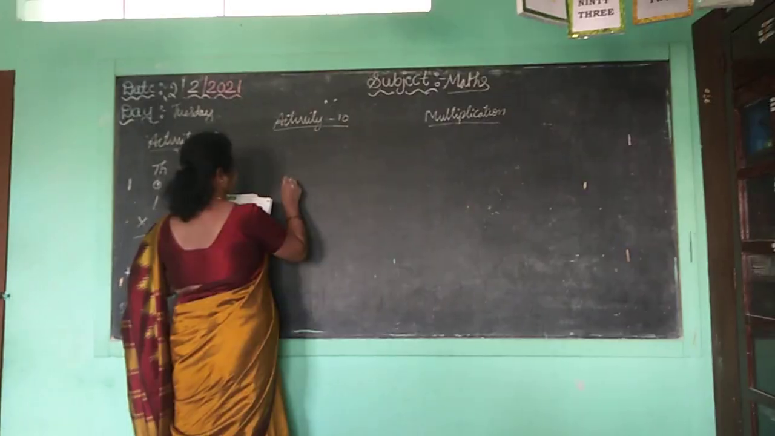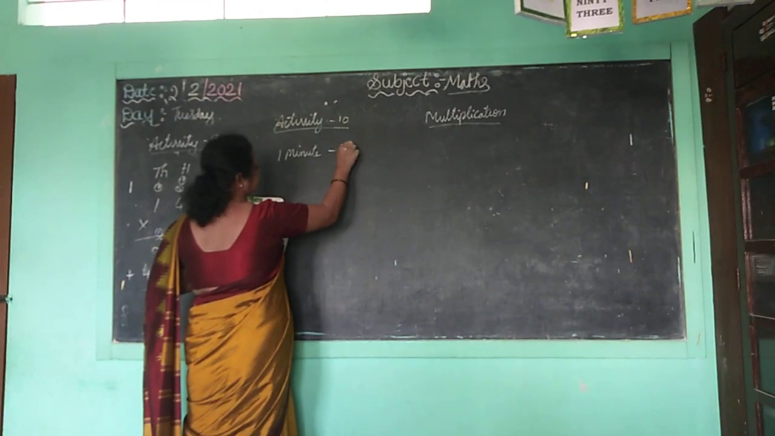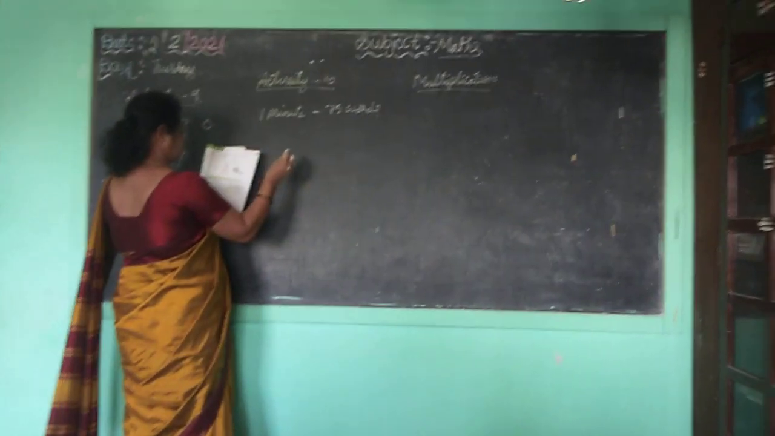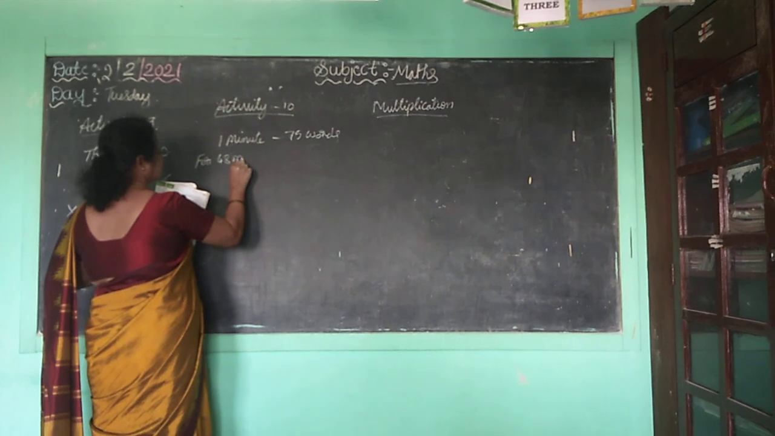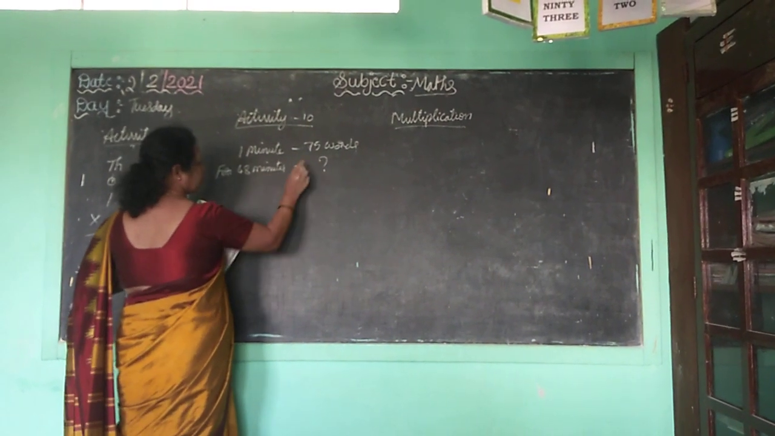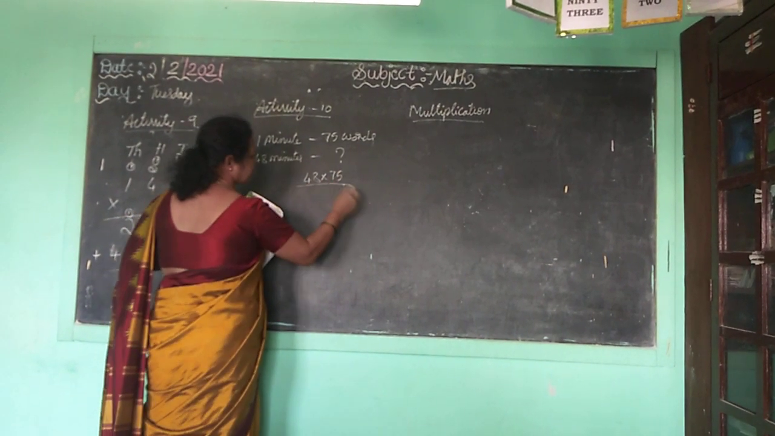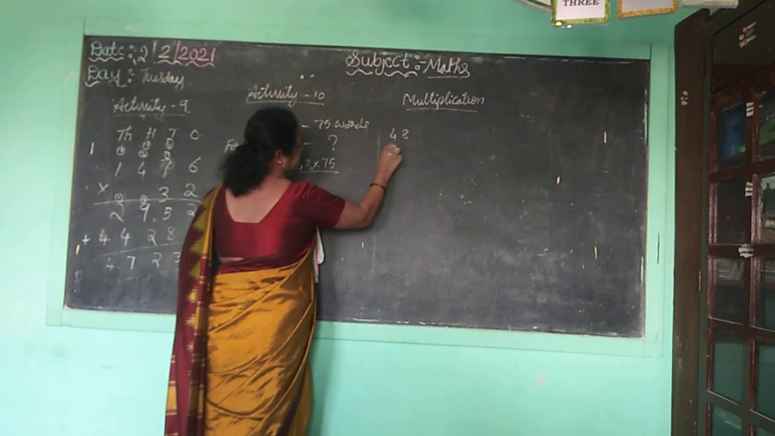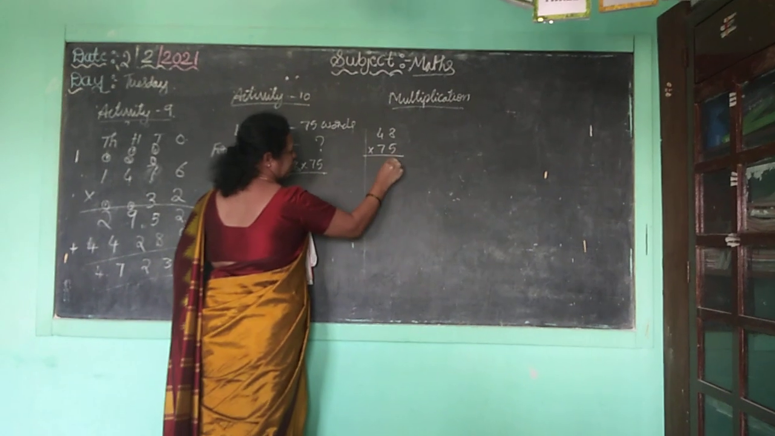Okay, see. 1 minute, 75 words. For 48 minutes, how much? So, what do you do? 48 into 75, multiply. If you don't know, go for the working column and you can multiply, children. 48 into 75. Okay. So, 5 8s are 40.